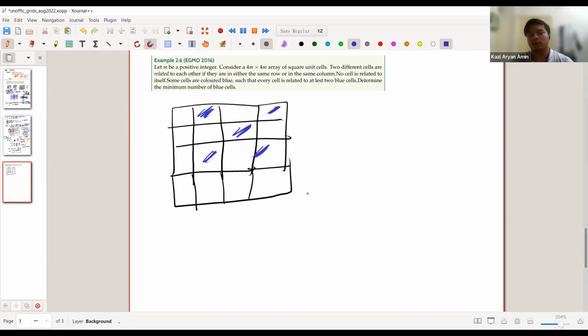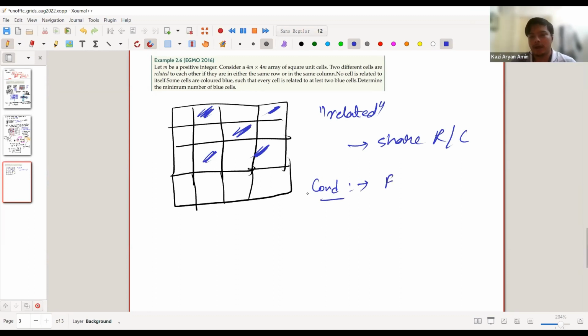And you call two cells related if they share a column or row, and the condition is that every blue cell is related to at least two other blue cells. Oh, yeah, every cell is related to at least two blue cells.